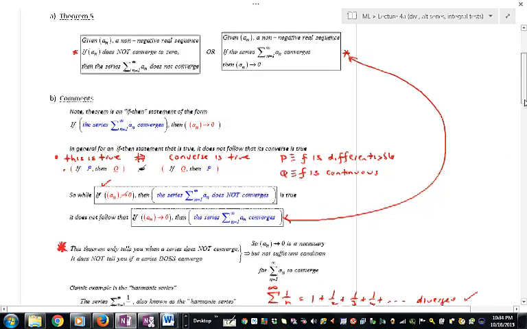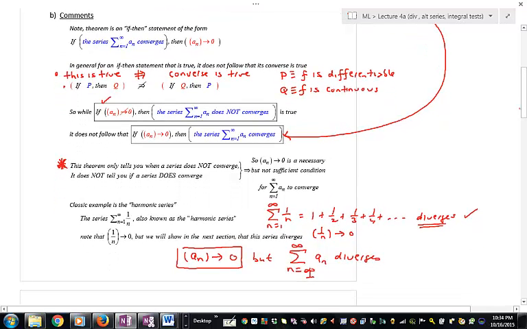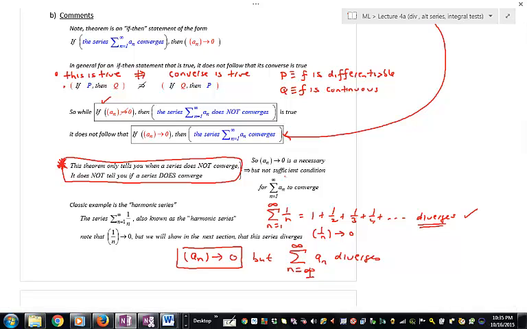So it's important to realize that this theorem only tells you when a series does not converge. This is kind of the key point. It does not tell you when a series will converge. It only tells you when it won't converge. So in other words, this condition that the series terms have to go to 0 is necessary. We have to have it, but it's not enough to guarantee the series itself will converge.